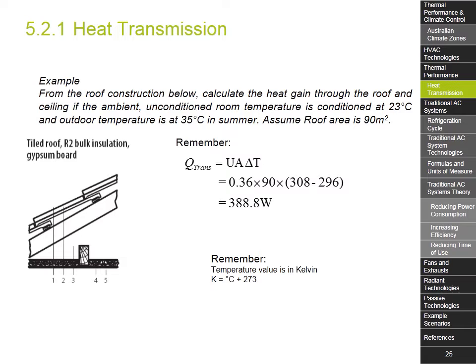So the energy transferred will equal 0.36 watts per meter squared Kelvin multiplied by 90 meters squared, times the change in temperature from 308 to 296 Kelvin, remembering that when calculating the heat transfer, you must convert degrees Celsius to degrees Kelvin. To convert, add 273 to the degrees Celsius value. The energy transferred is 388.8 watts.